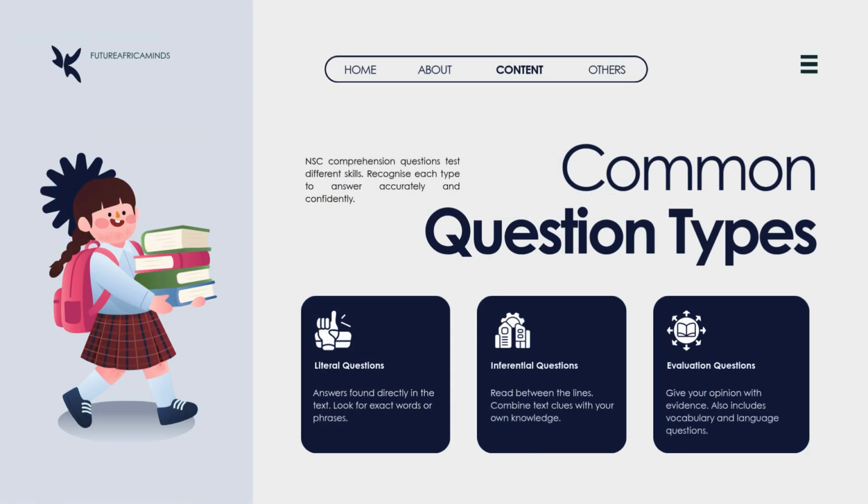NSC comprehension papers include different types of questions. Literal questions require information stated directly in the passage. Inferential questions require you to read between the lines. Other questions test vocabulary, language use, tone, purpose, evaluation, and critical thinking. Recognizing the question type helps you choose the correct answering strategy.